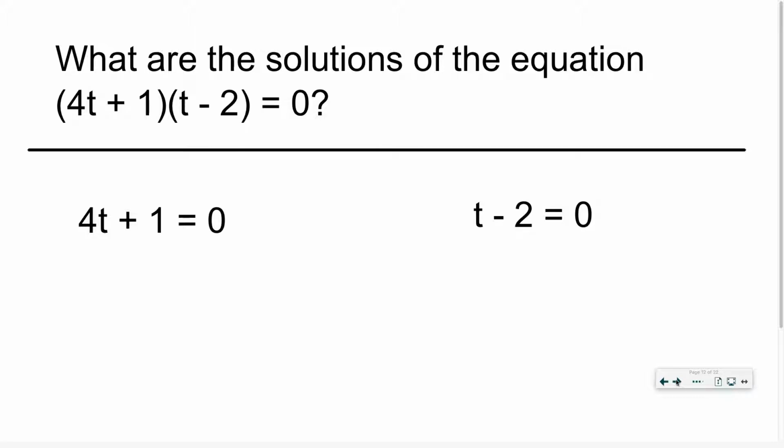If I already had this factored out and I had two terms, 4t plus 1 is one binomial, and t minus 2 is another binomial, how would I find the solutions? I can set each term equal to 0. Again, the idea is if I know that those two numbers times each other equals 0, one or both of them has to be the value of 0. So I can set both equal to 0 and solve. How would I get t by itself here?